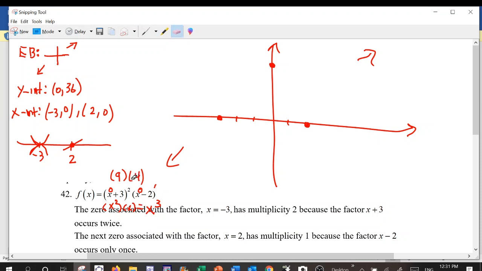Oh, my fault here. When I did the y-intercept, that's an arithmetic mistake. There you go. When we did the y-intercept, that's 9 and that's negative 2, not 4. So that's negative 18. There.